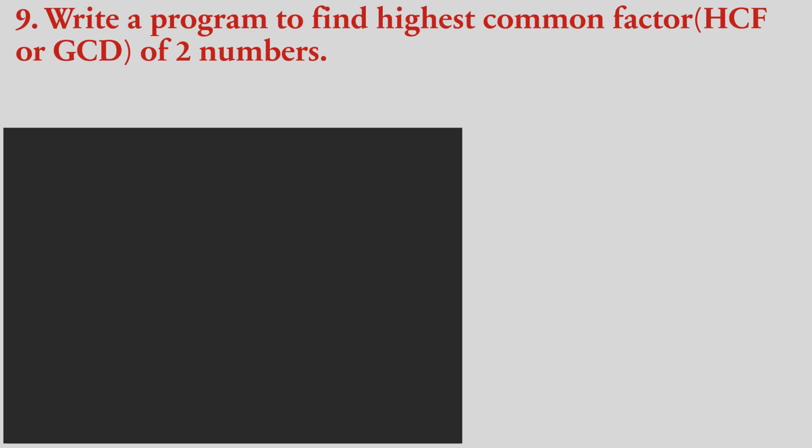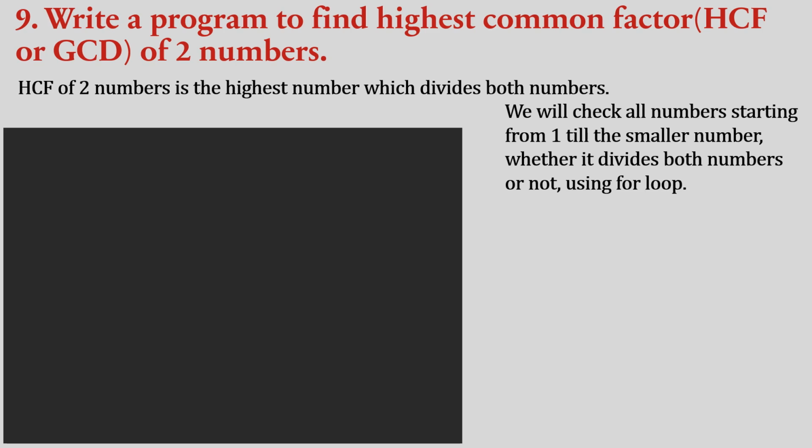Now the next question is to find the highest common factor of two numbers. That means to calculate the HCF or GCD of two numbers. So as you know, the HCF of two numbers is the highest number which divides both the numbers. That means the number which is a common factor of both these numbers. So how will we do it? We will check all the numbers starting from 1 till the smaller number, and we will check whether it divides both the numbers or not using a for loop.